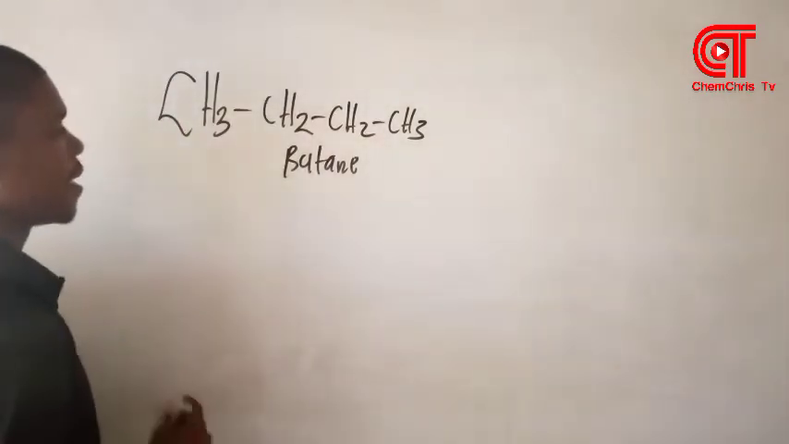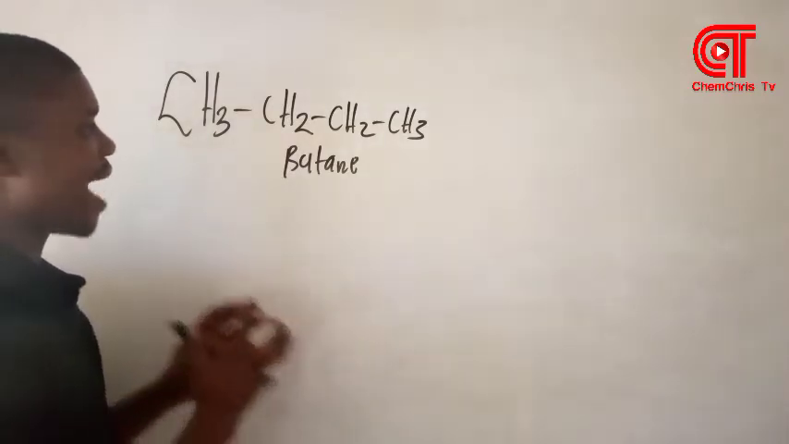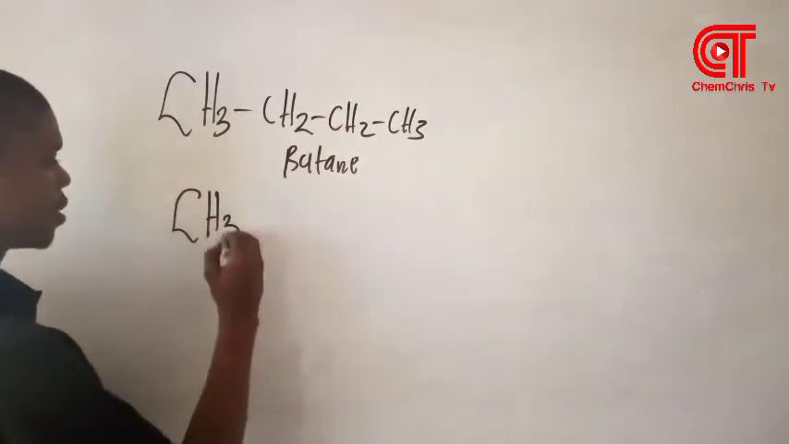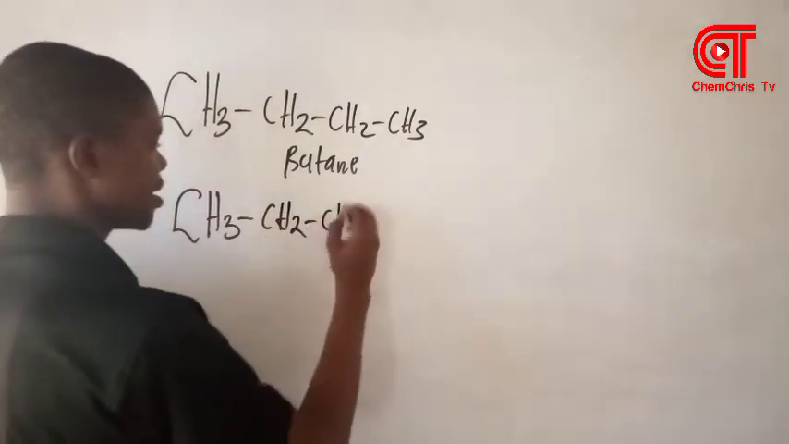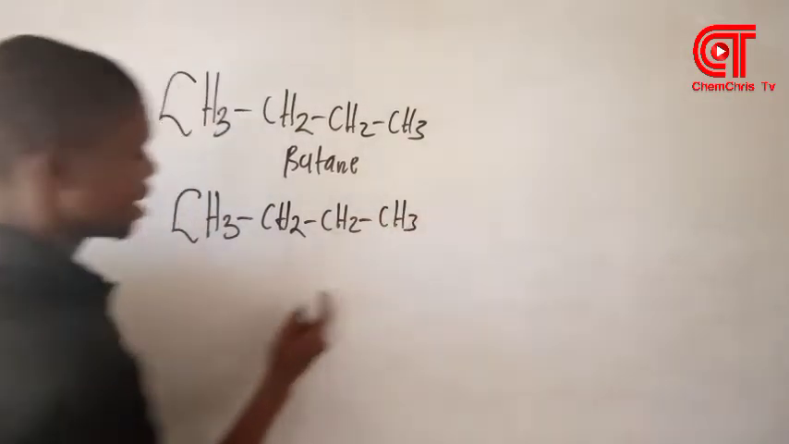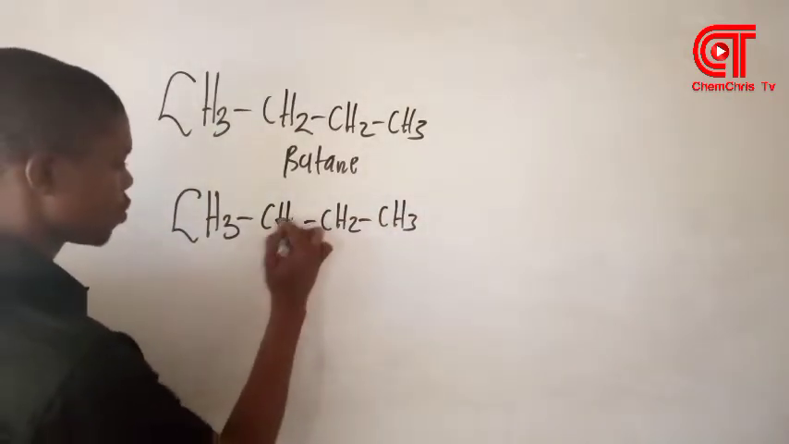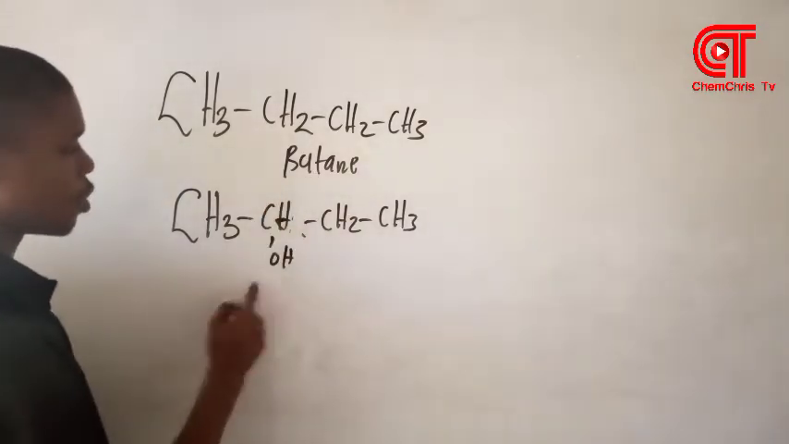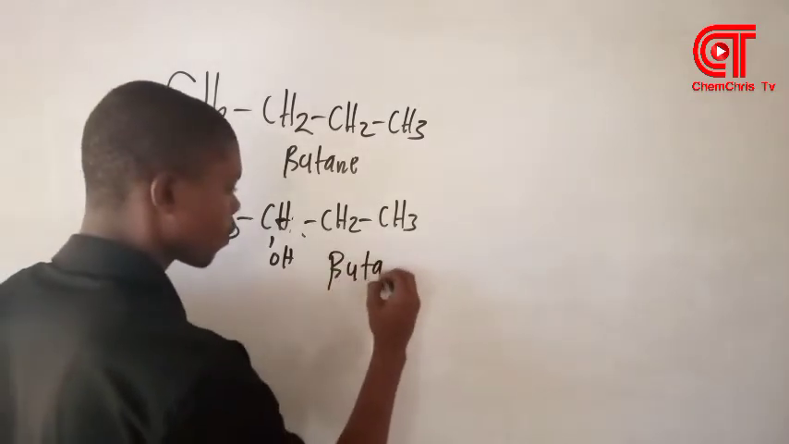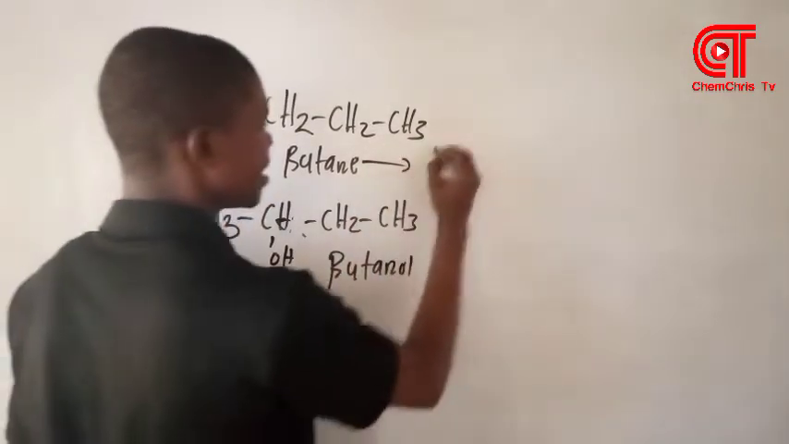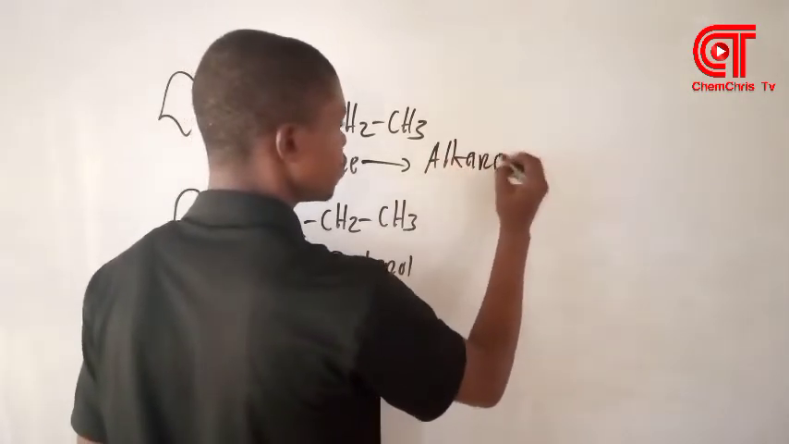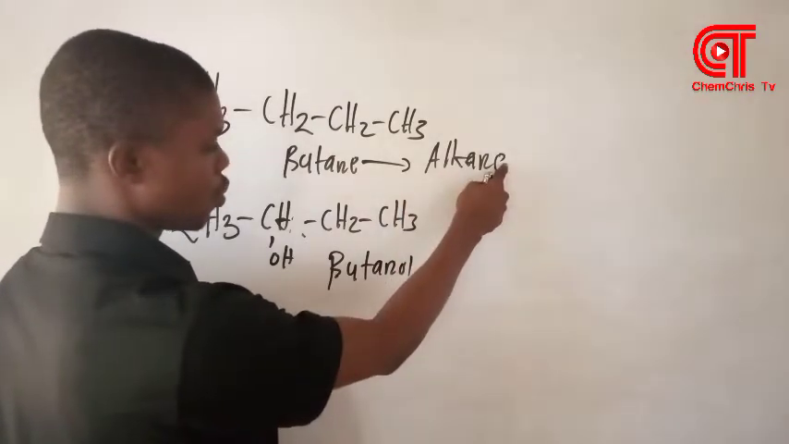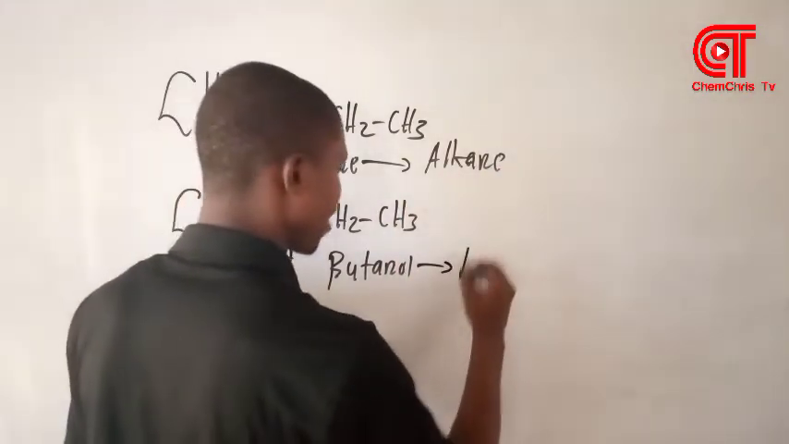Now, if for example I replace one of the hydrogens with OH, maybe now something like CH3, CH2, CH2, CH2, and I replace one of the hydrogens with OH, of course it's no longer butane. It now becomes butanol. Do you get that? Remember, the alcohols are always derived from the alkane, by removing the E and replacing it with OL. That is the name. Here we have alkanol.